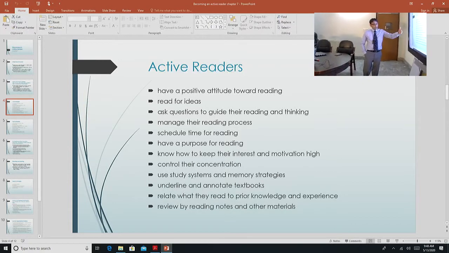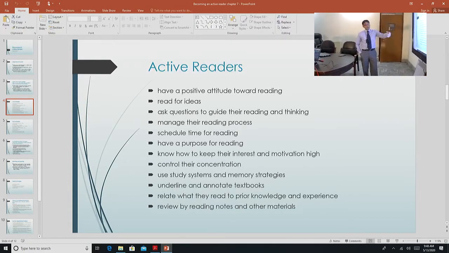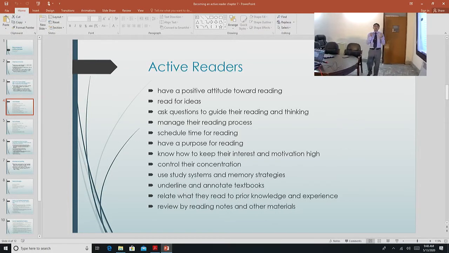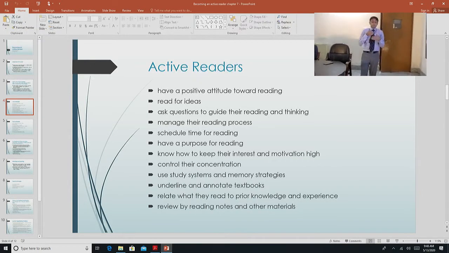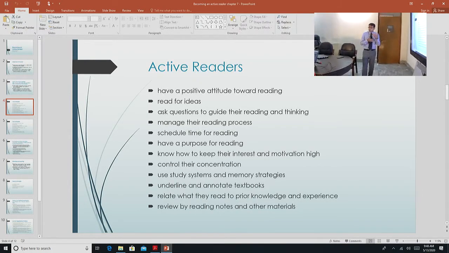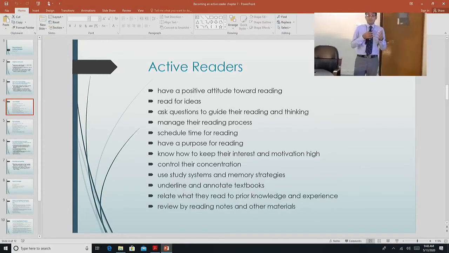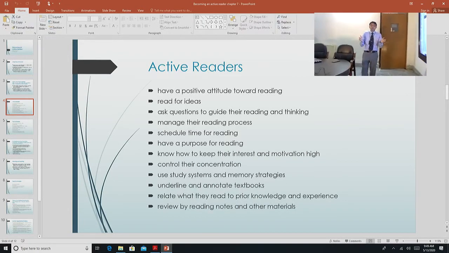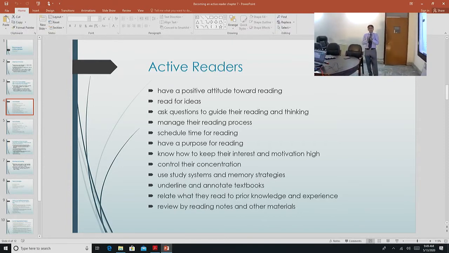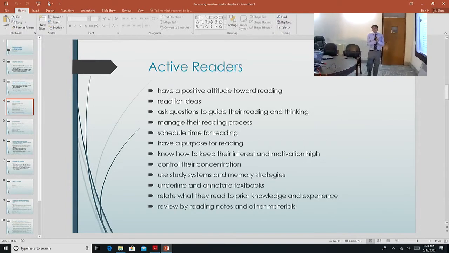They review by reading notes, taking notes and other materials. So they always review whatever they have read. They use their mind, they ask questions, they take notes, they highlight certain portions of the text, and then they ask questions and generate discussions in the classroom.